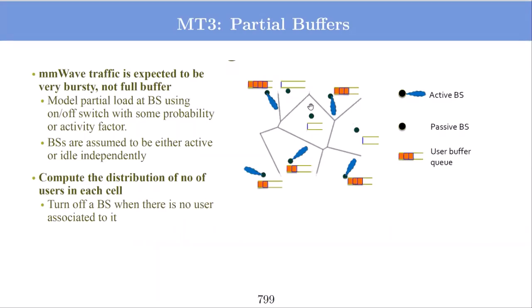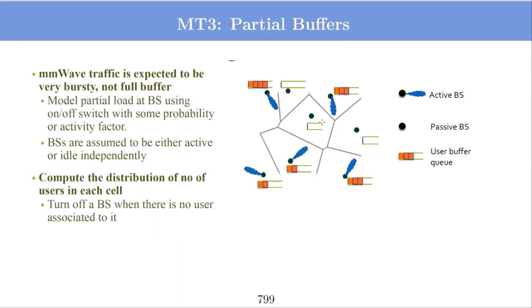Right. So in reality, modeling this would be a little bit difficult, but there is a very simple model which people use. What they do is they compute a distribution of users in each cell, and then they compute the probability that a base station does not have any user. Let's call it P0. Right? So whenever the base station does not have any user, this base station will be shut down. So the inactivity or the idle probability of the base station is also the same, P0.